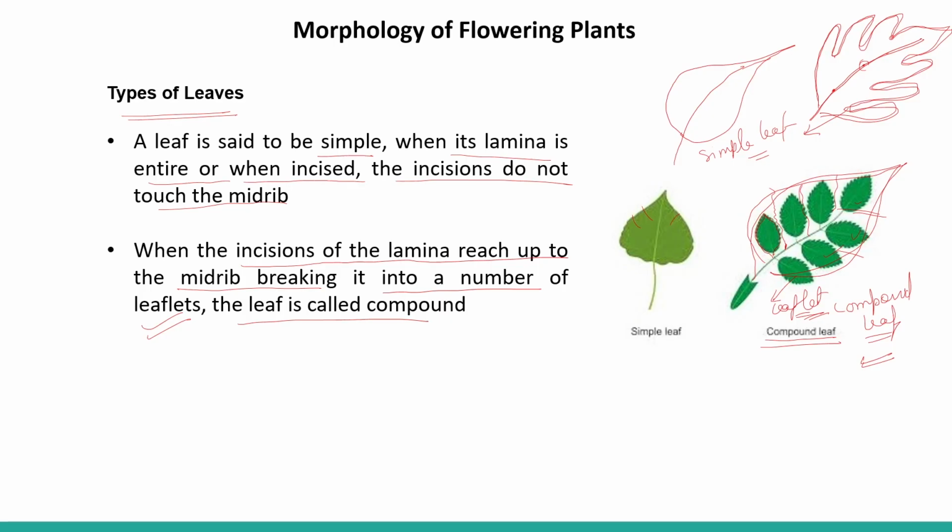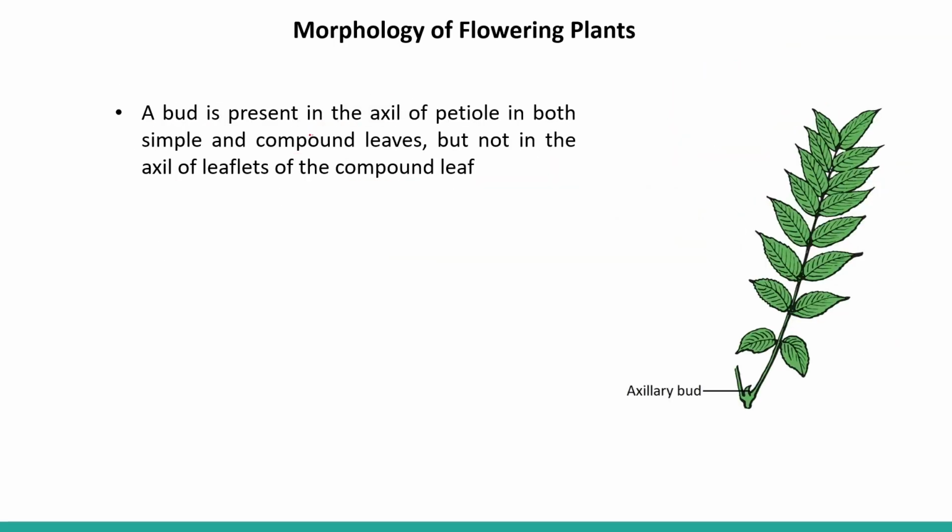Okay. Next, a bud is present in the axil of the petiole in both simple and compound leaf, but not in the axils of leaflets of the compound leaf. So if I'm drawing a particular simple leaf here, then this is the petiole region, this is the main branch region, and here in the axil of this leaf, a bud is there. So this is in the case of a simple leaf.